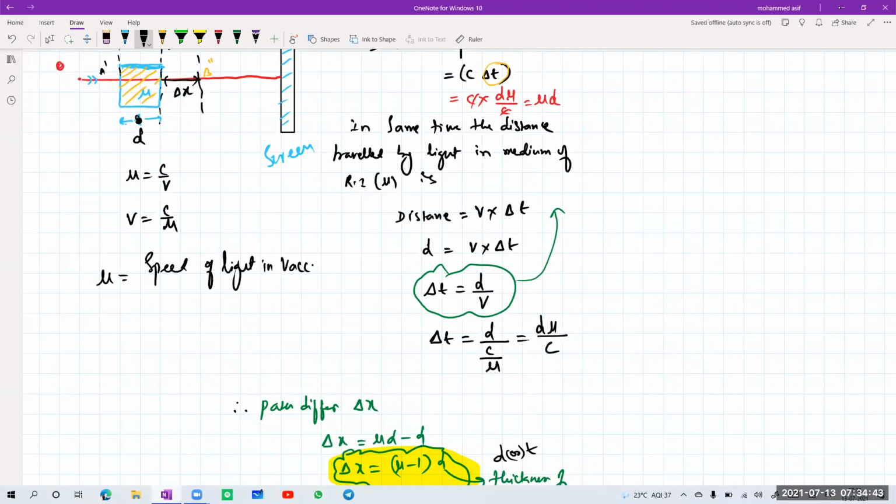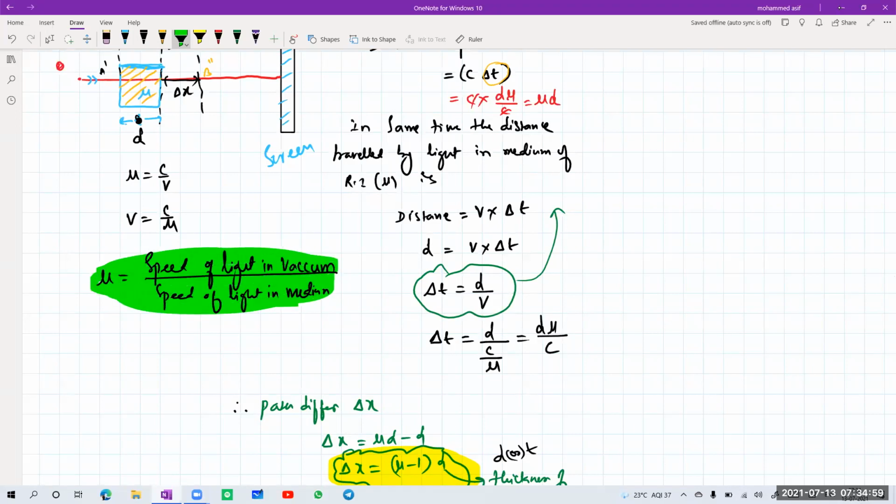speed of light in vacuum divided by speed of light in medium. This is your refractive index. Mu is equal to speed of light in vacuum divided by speed of light in medium. That is the reason I have represented it here as mu equals c by v, or v is equal to c by mu. Now substitute this v equals c by mu. So mu will go up.